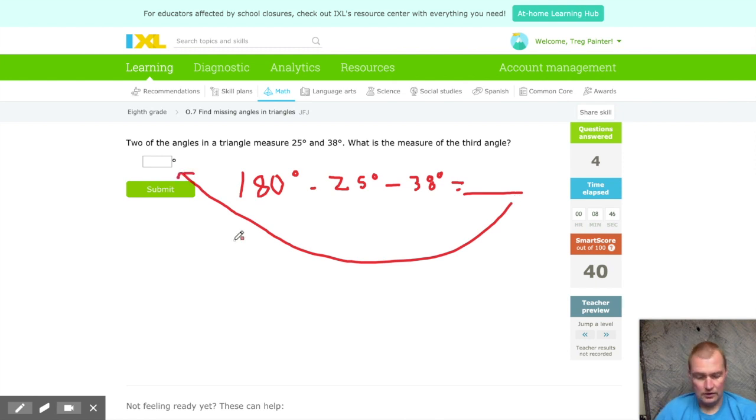All right, so here we go. We got 180 minus 25 minus 38. And this leaves me with 117 degrees, which is a pretty big angle. That's also called obtuse, because it's bigger than 90 degrees. So this is an obtuse angle.